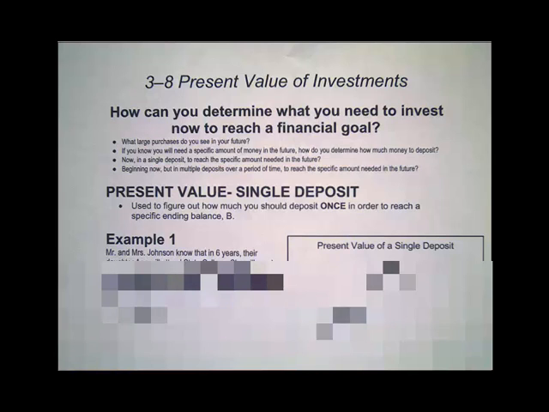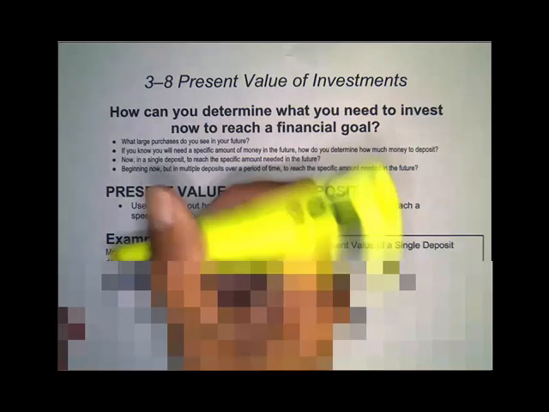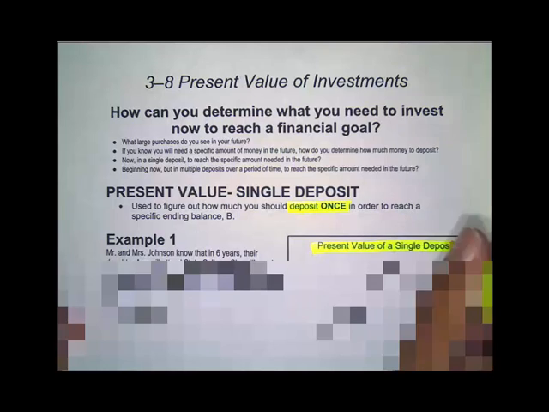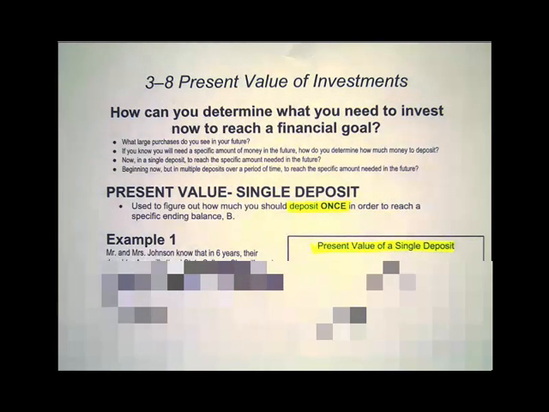Or beginning now, but in multiple deposits over a period of time to reach the specific amount needed in the future. So, present value, single deposit, used to figure out how much you should deposit once in order to reach a specific ending balance B. So this is deposit once, okay? Single deposit, that's the key there.